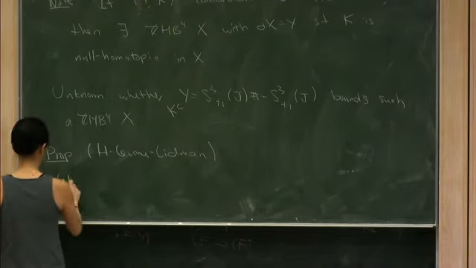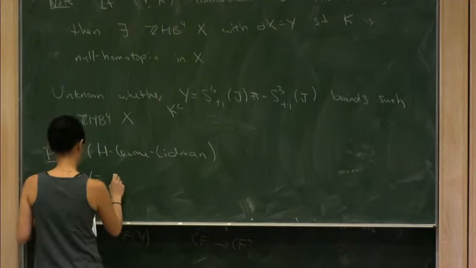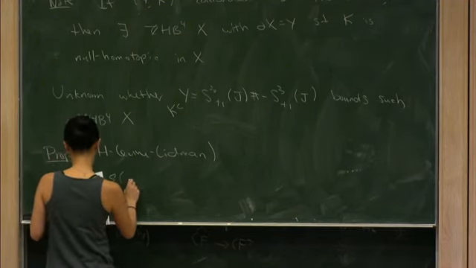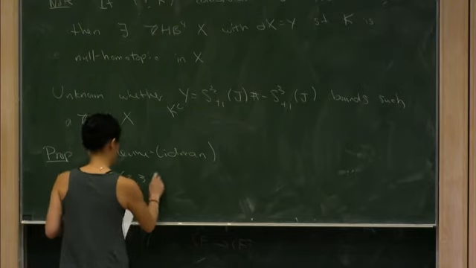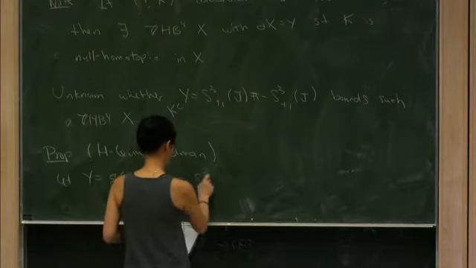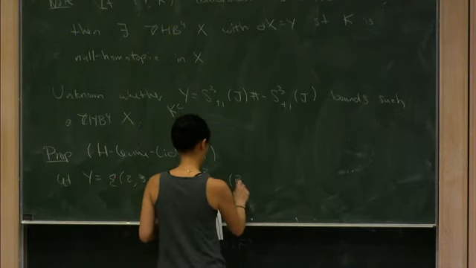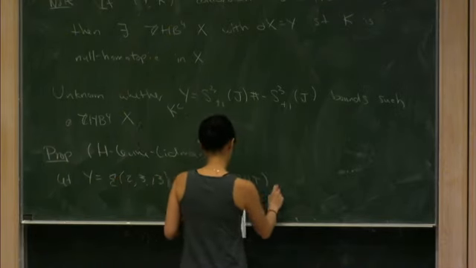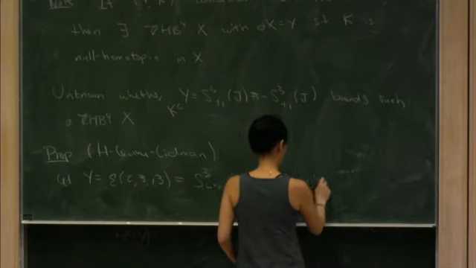Okay, so let Y be sigma(2,3,13), which is negative 1/2 surgery on the right-handed trefoil. And then let K be the core of surgery.